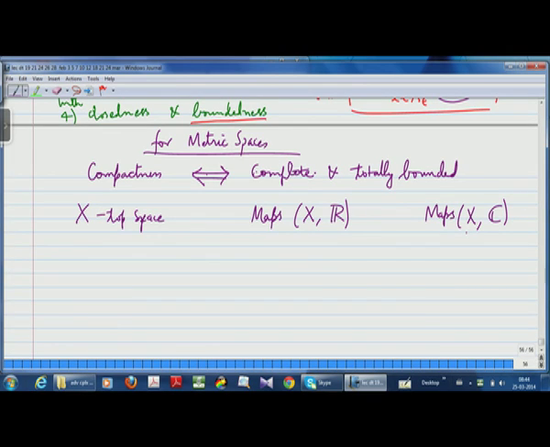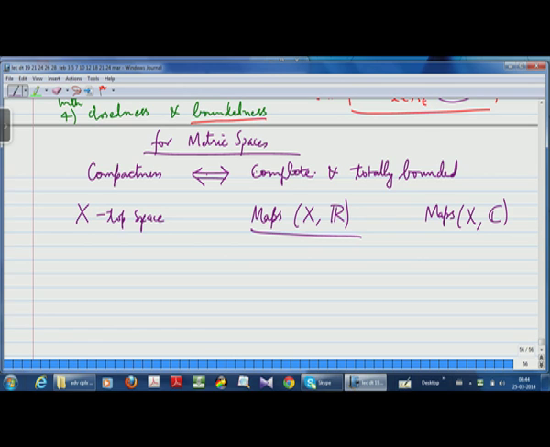So you take this set of all maps from the space to the real line. These are just set theoretic maps. I am not assuming anything, continuity, nothing. Just real valued functions or complex valued functions. Now these are algebras. For example, the set of all real valued functions is a real vector space, because you can add two functions, and you can multiply a function by a real constant.